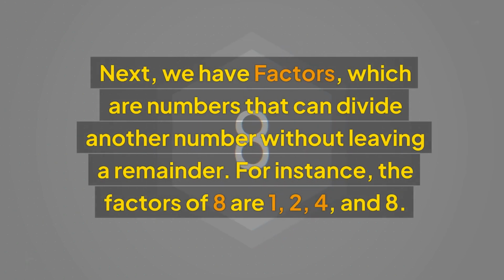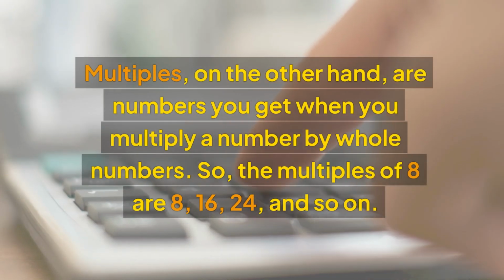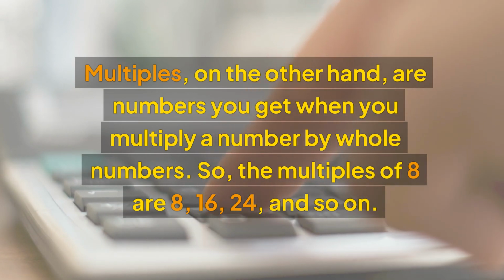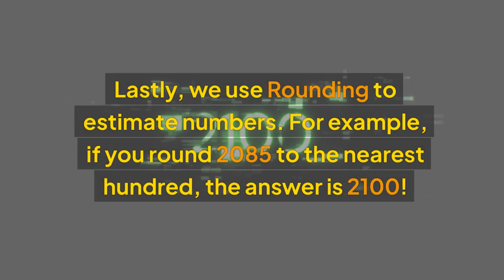Next, we have factors, which are numbers that can divide another number without leaving a remainder. For instance, the factors of 8 are 1, 2, 4, and 8. Multiples, on the other hand, are numbers you get when you multiply a number by whole numbers. So, the multiples of 8 are 8, 16, 24, and so on. Lastly, we use rounding to estimate numbers. For example, if you round 2085 to the nearest hundred, the answer is 2100.